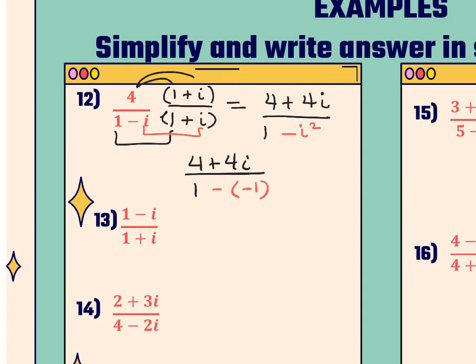Don't forget that subtraction sign is still there, in addition to putting in the negative 1. I can add now the bottom. 1 minus negative 1 gives me 2.